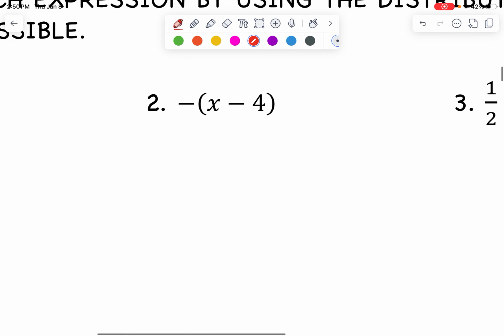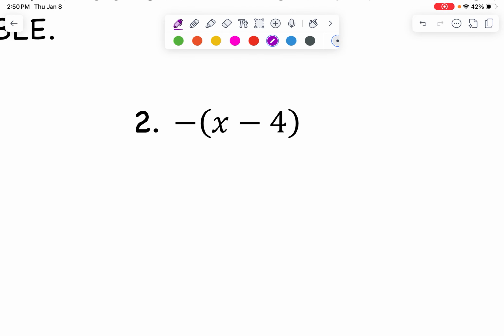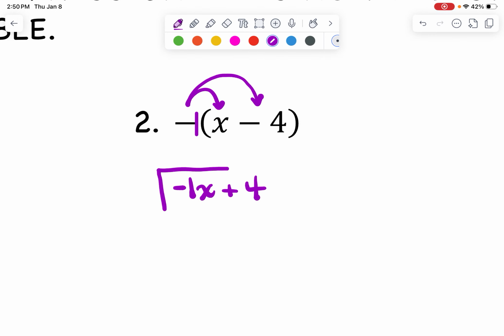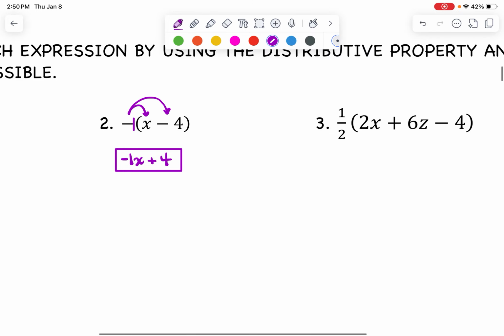All right, on number 2, remember every parenthesis has a number in front of it. And if you don't see a number, that's because it's an understood 1. And in this case, it's an understood negative 1. So negative 1 times x is negative 1x. And negative 1 times negative 4 is positive 4, because a negative times a negative is a positive. And that's your answer. Again, our goal today is to get rid of parentheses.